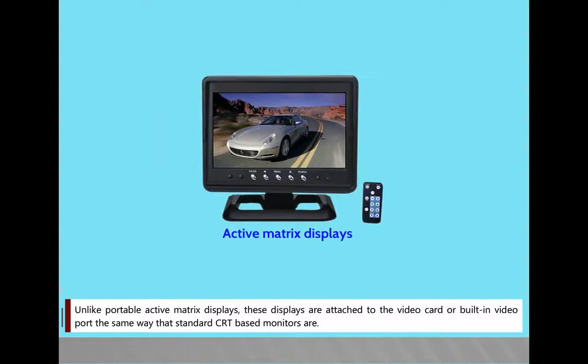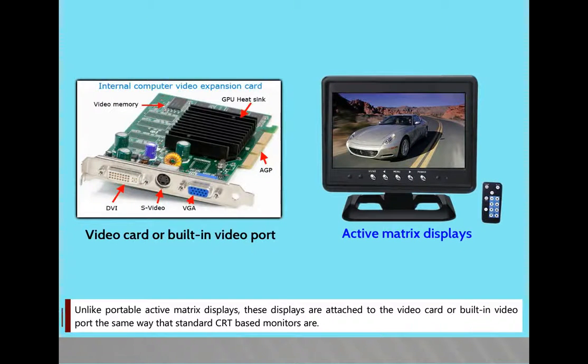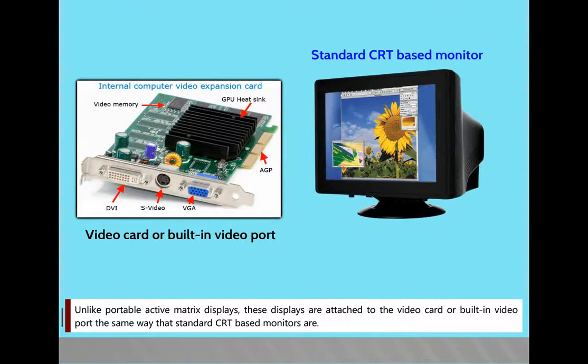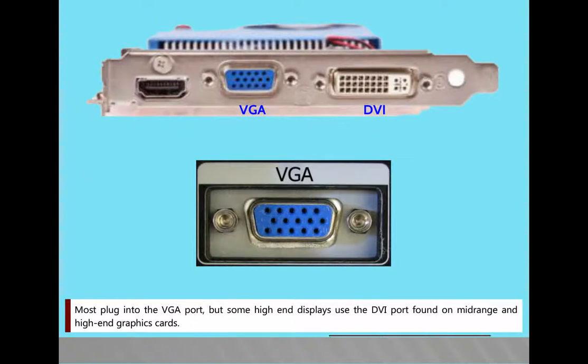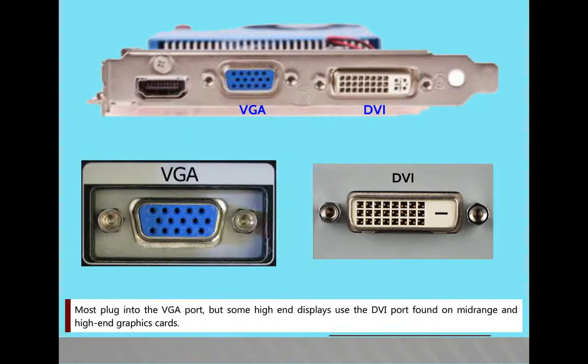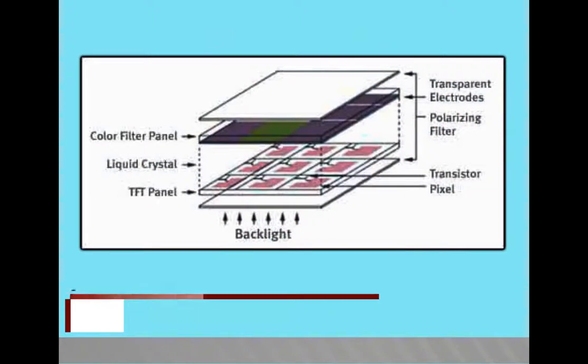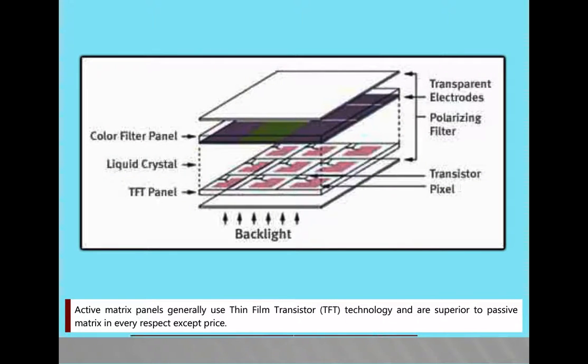Unlike portable Activematrix displays, these displays are attached to the video card or built-in video port the same way that standard CRT-based monitors are. Most plug into the VGA port, but some high-end displays use the DVI port found on mid-range and high-end graphics cards. Activematrix panels generally use thin film transistor, that is TFT technology, and are superior to passive matrix in every respect except price.